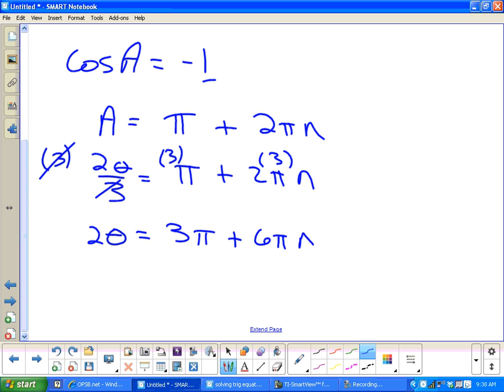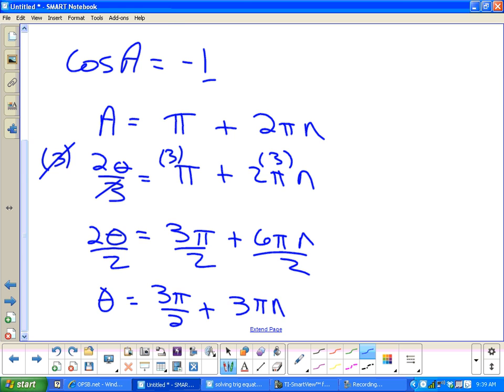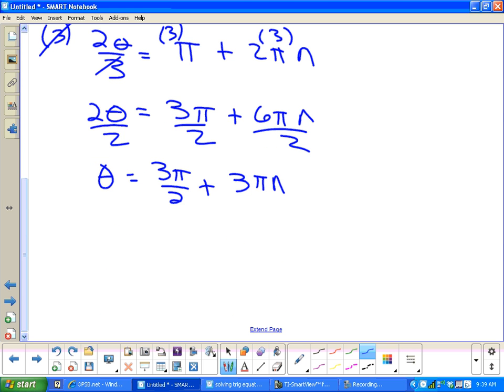Okay, and then you said what now, Christina? All right, very good. So we'll get theta equals 3 pi over 2 plus 3 pi n. Now let's let n equal 0. So if n is 0, theta is just going to be 3 pi over 2.